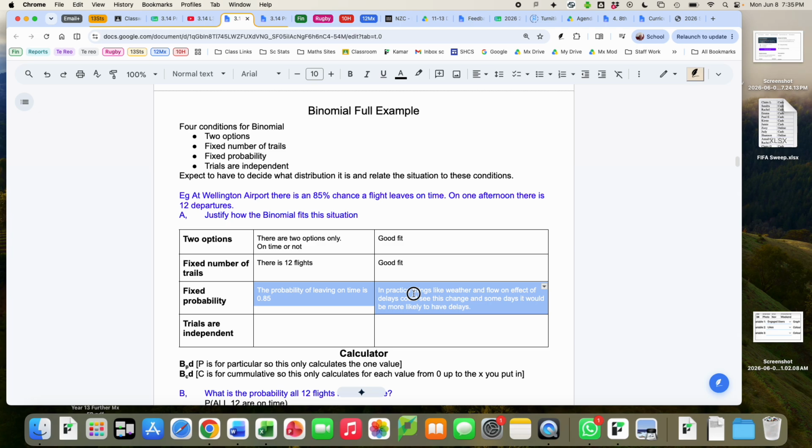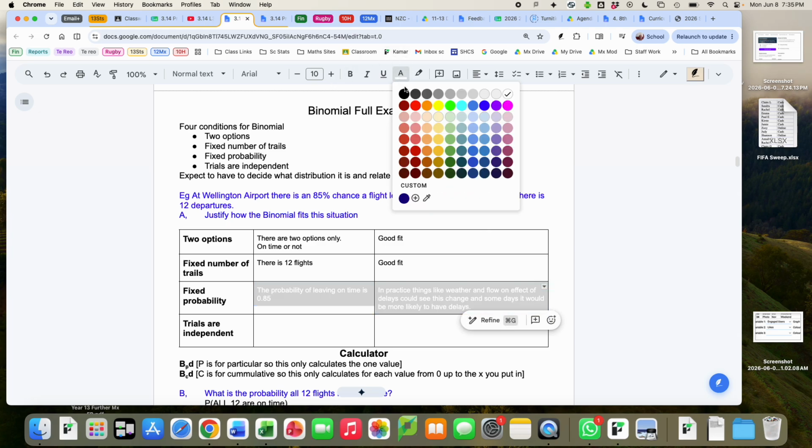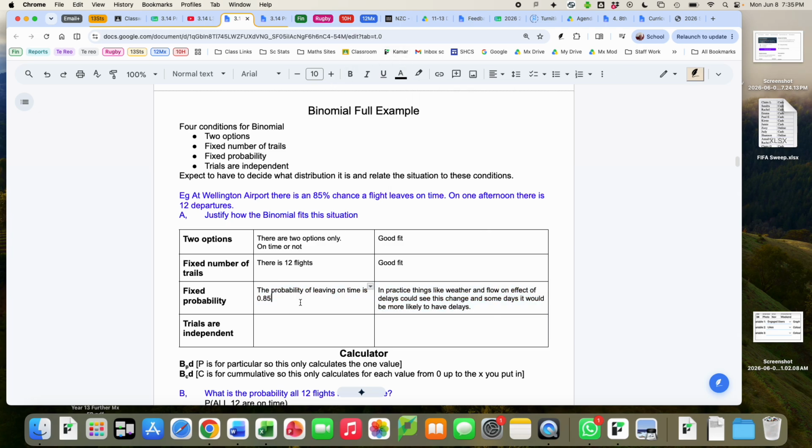Fixed probability. Now, in this, because this is where it starts to get shakier, we've been given a probability of 0.85. In practice, though, we could be a bit skeptical of that. And whether that is a fixed probability is unlikely. Things like weather, flow-on effect of delays in another airport, that could see this change, and it might not always be exactly 0.85. It might average to that.